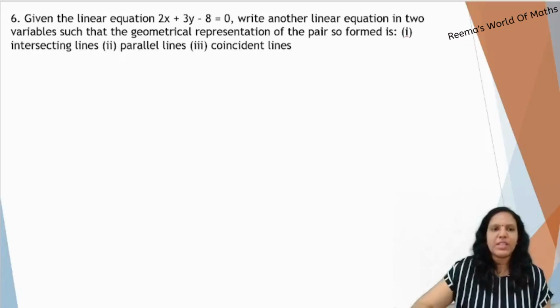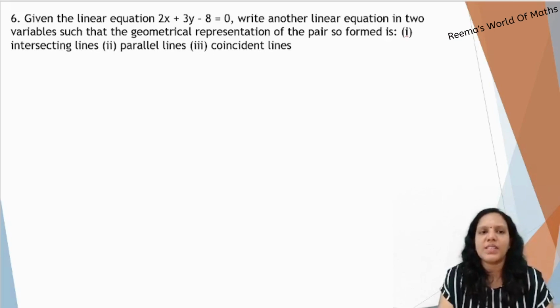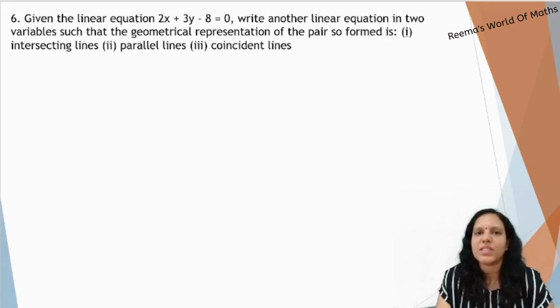Next question: given the linear equation 2x plus 3y minus 8 equals 0, write another linear equation in two variables such that the geometrical representation of the pair so formed is intersecting lines, parallel lines and coincident lines. So we know the conditions for intersecting lines, parallel lines and coincident lines.